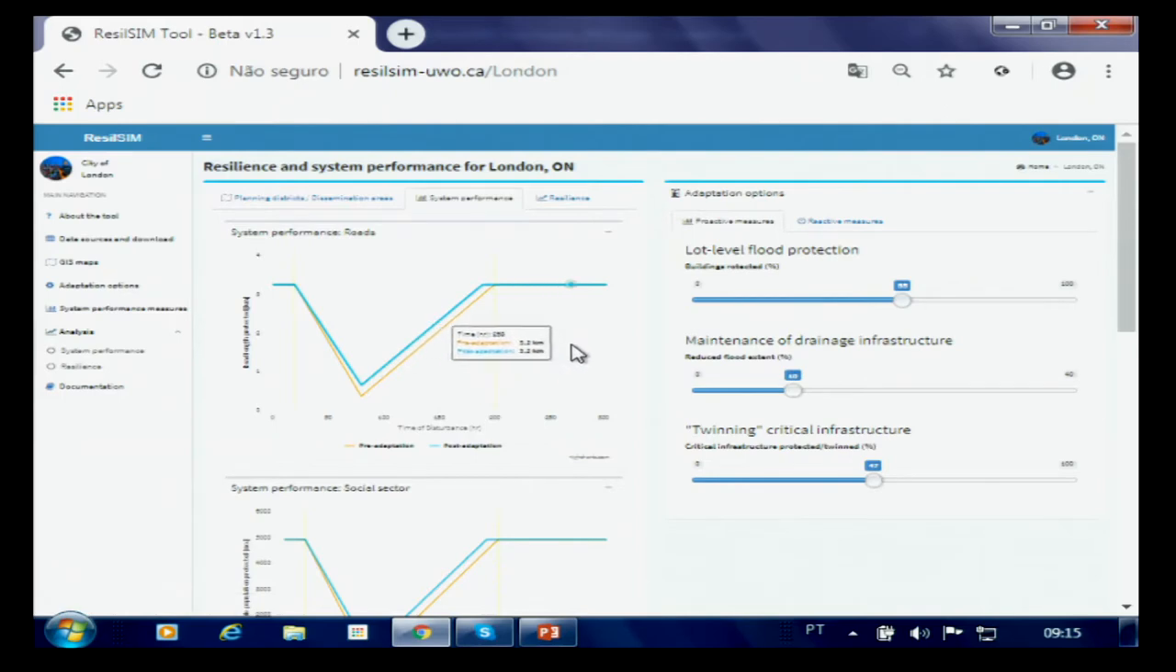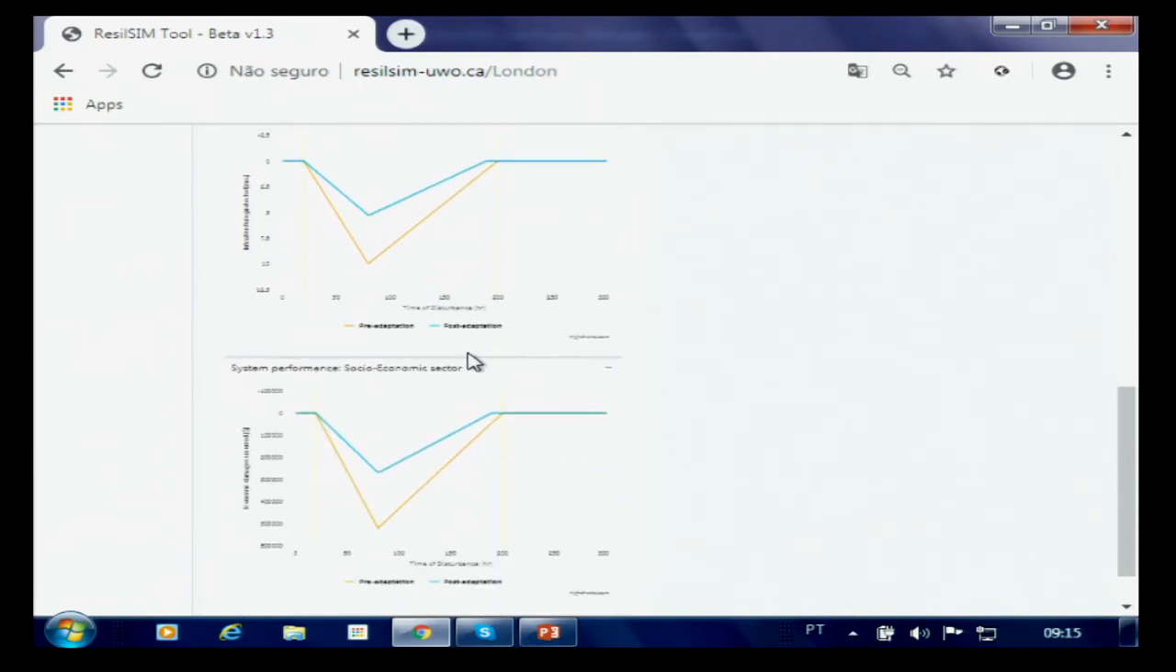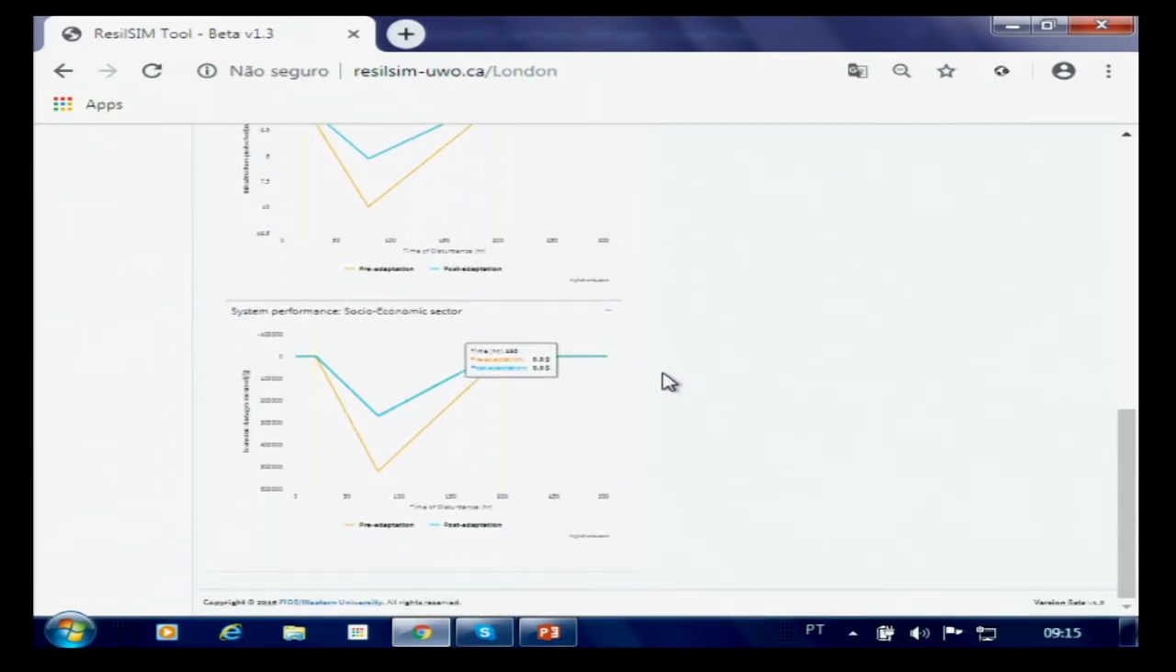For the selected level of adaptation, the system does the calculation, and in this set of graphs all the impacts are presented. The yellow curves represent the pre-adaptation situation, and the blue are the consequence of my choice of these adaptation measures. And we have now all these indices that I mentioned. This is the kilometers of road.